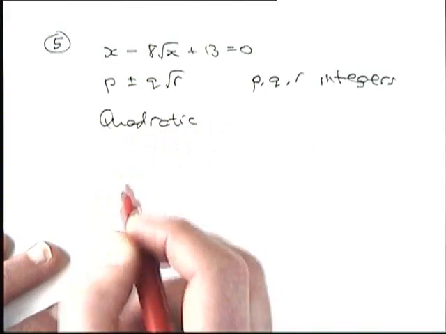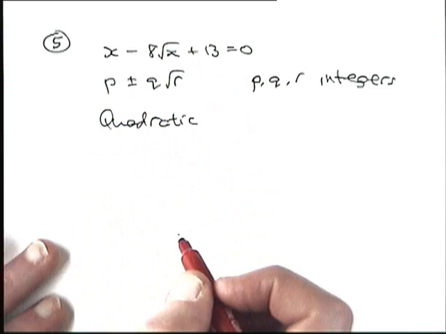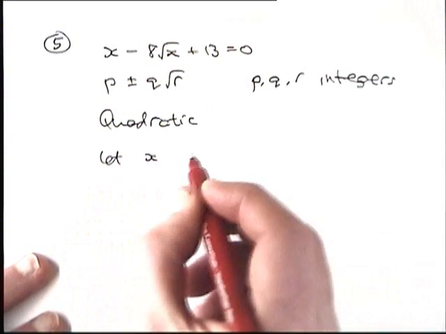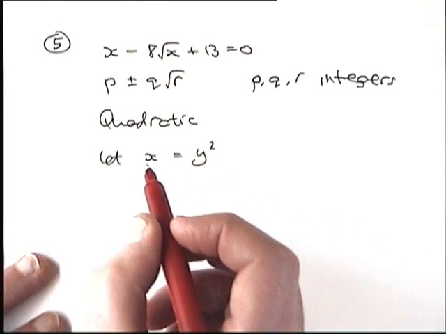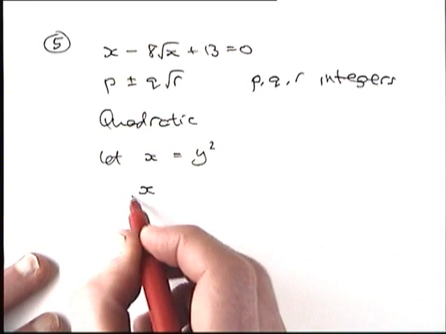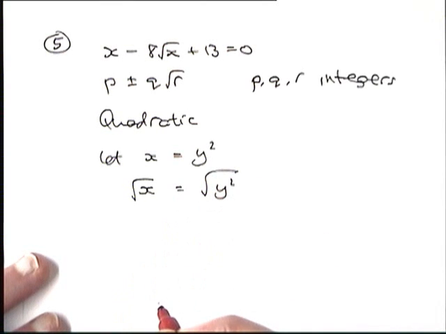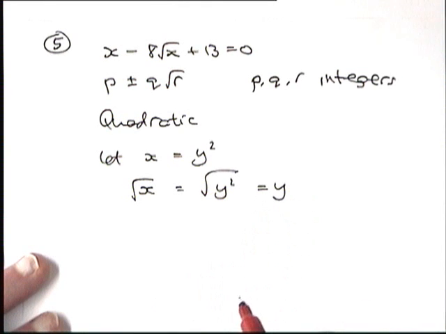Within quadratics, you normally get x squareds and x's, not x and root x's. So you've got to do a little trick here. We've got to let x equal y squared. Because if x equals y squared, this is a new letter we introduce, well, the square root of x must be the square root of y squared. And the square root of y squared is just y.